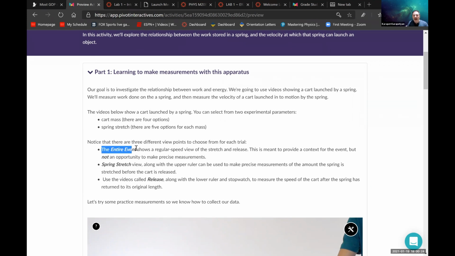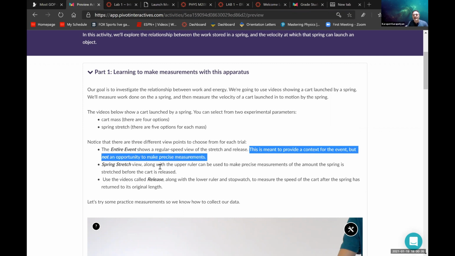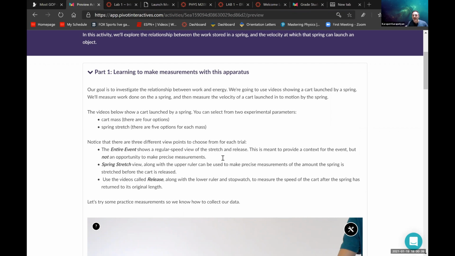The entire event shows a regular speed view of the stretch and release. This is meant to provide a context for the event, but not an opportunity to make precise measurements. That means I'm going to show you the entire event right now, but we are not taking any measurement with that video.